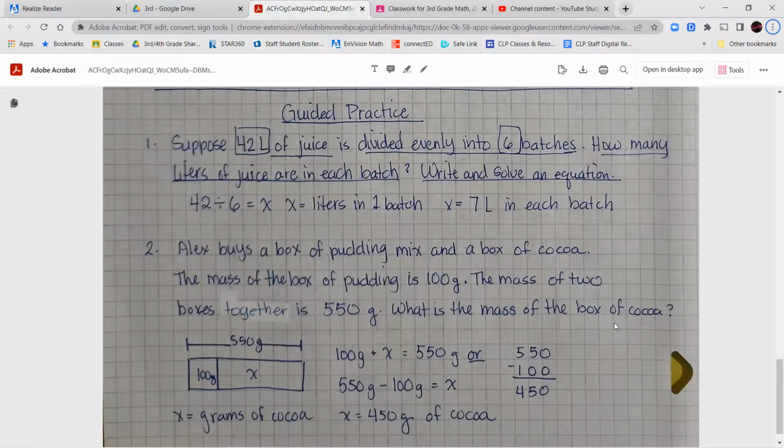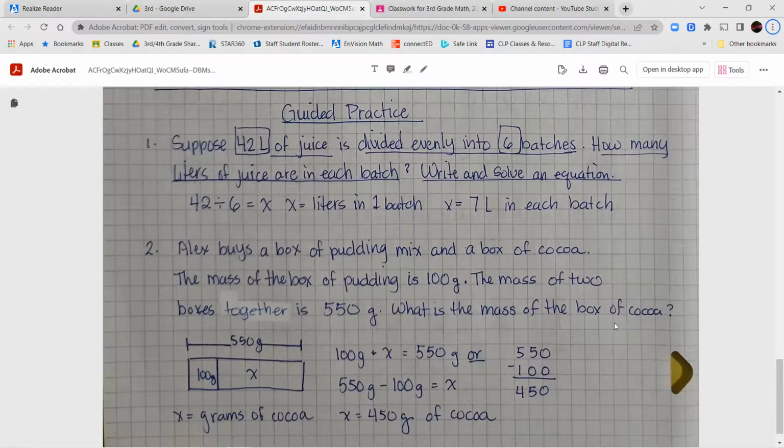Now you can use any letter that you want, so you don't have to stick with the letters that I'm using in our examples. You can use any letter you want, or if the question gives you a variable, they tell you to use A or to use B or whatever, you're going to use the ones that they tell you to use. So here they didn't tell me. I wrote an equation and I used X. So 42 divided by 6 I know is equal to 7 because 6 times 7 is 42. So each batch has 7 liters of juice in it.